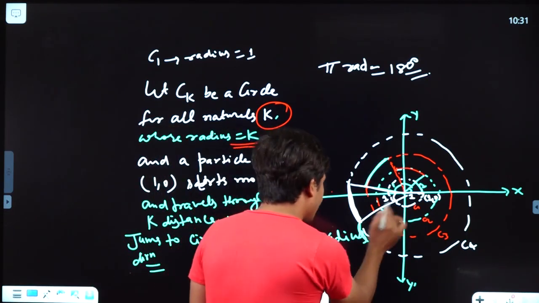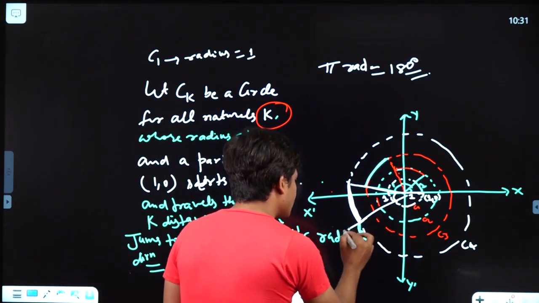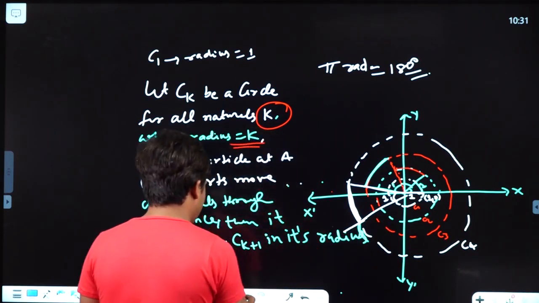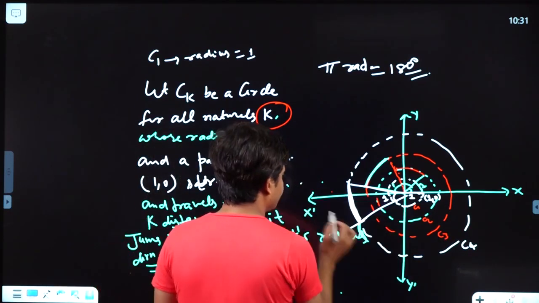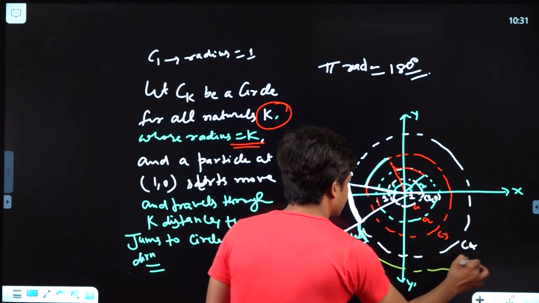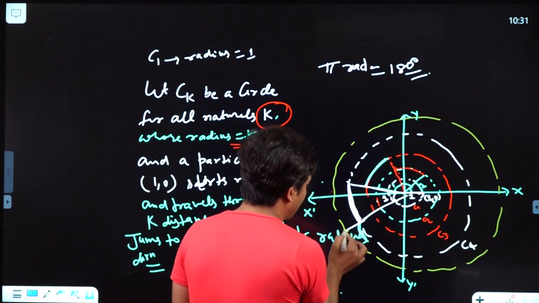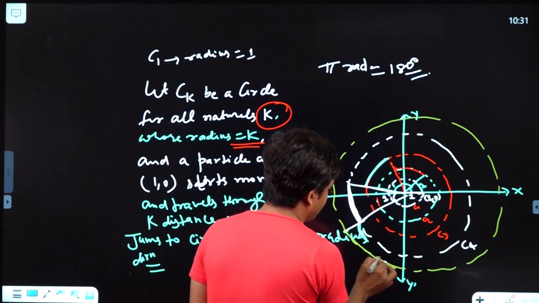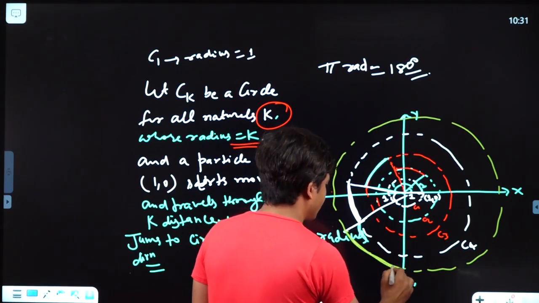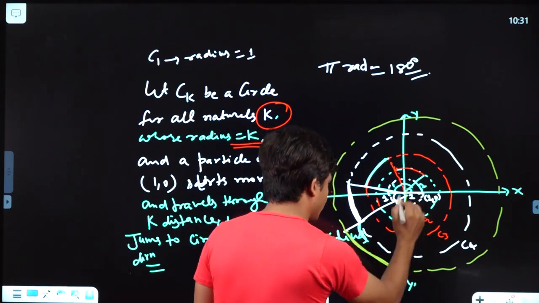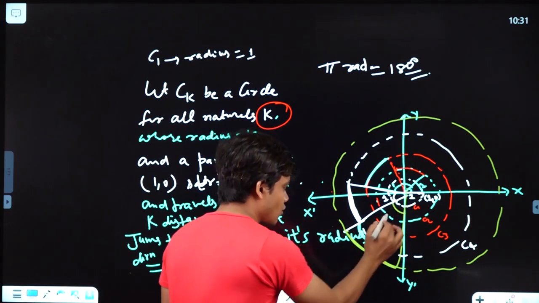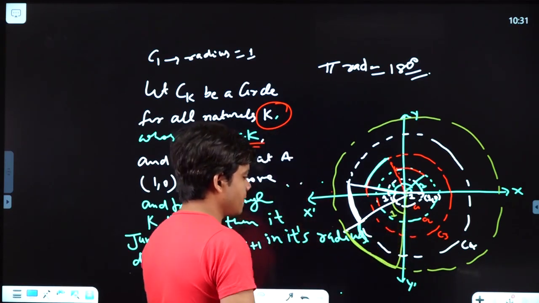Okay? And again, this will change its direction if we draw C5. This is our C5 and we will be over here. This length is 5 and this radius is also 5. So again we will get 1 radian over here.